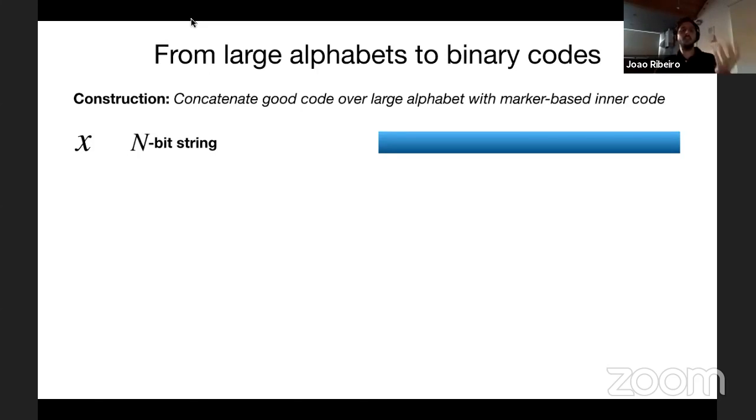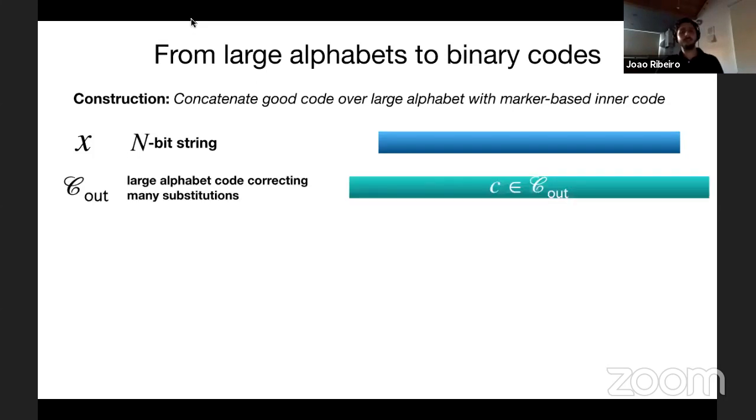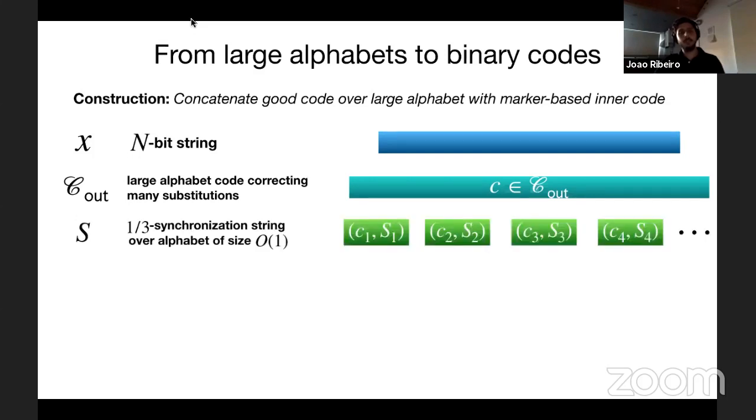So again, you want to encode an n-bit string X. First of all, you encode it with an outer code, but now instead of just correcting erasures, it also corrects substitutions. So it's a bit stronger, but that's fine. It's very standard. So this code has high rate over a large alphabet. I'm not going to say the size of the alphabet now because it's flexible and it's going to be determined later. And we take a synchronization string over a constant size alphabet and we index the code words of this outer code with this synchronization string. So this is essentially our outer code.